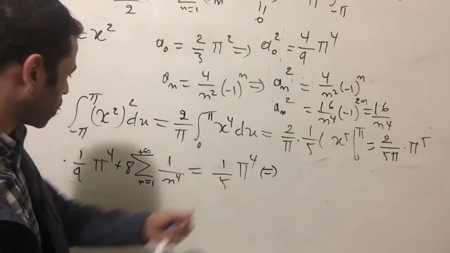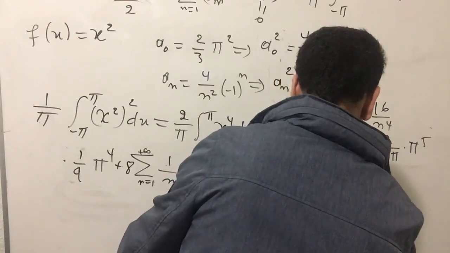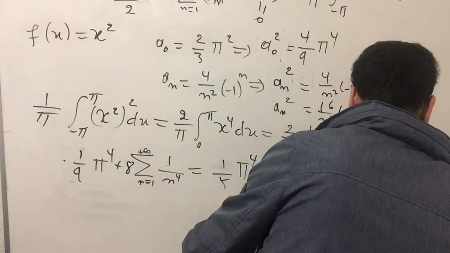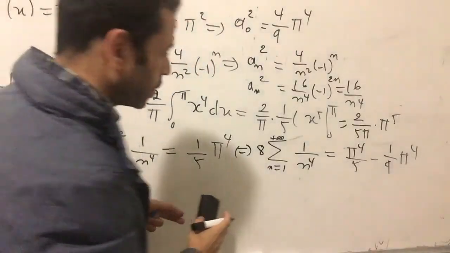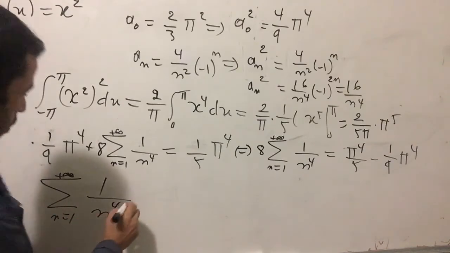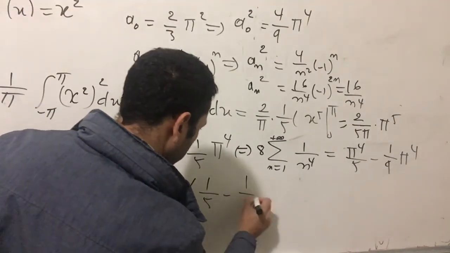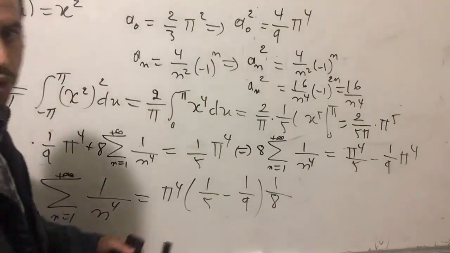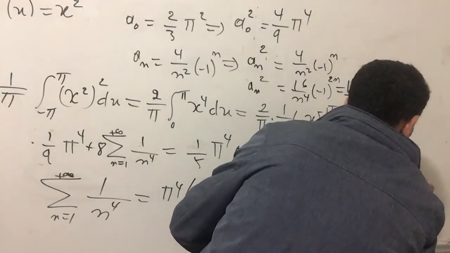I'm going to bring the pi terms to the other side. So we'll have 8 multiplied by this sum, 1 over n to the 4th, as n goes from 1 to plus infinity, equals pi to the 4th over 5 minus 1 over 9 pi to the 4th. Okay, I'm going to divide by 8 the sum of 1 over n to the 4th, as n goes from 1 to plus infinity, equals pi to the 4th times 1 over 5 minus 1 over 9, multiplied by 1 over 8. I'm dividing both sides by 8, so I'm going to calculate this. I'm going to cancel out the number 4. I will have 2 times, I will have pi to the 4th over 90.